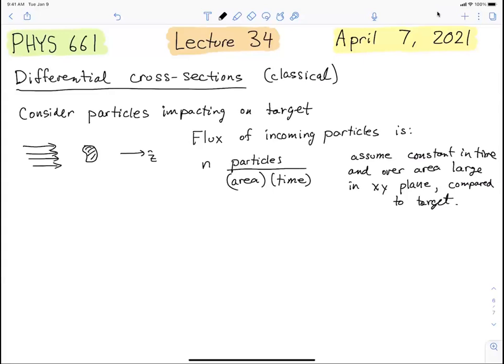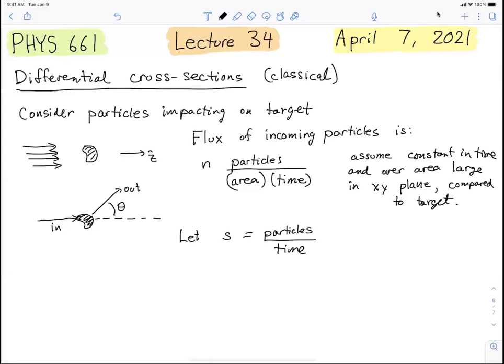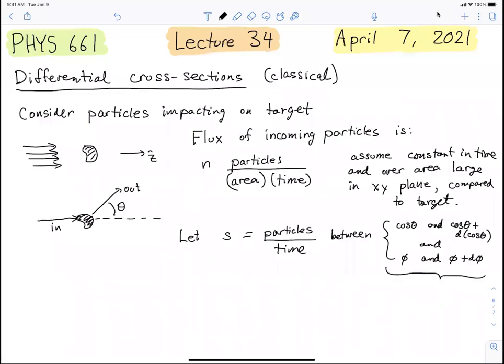Okay, and now what happens is we count the number of particles we see getting scattered. So there's our target again. Here's the incoming direction, and here's an outgoing direction. And so this is the spherical coordinate angle theta. Okay, and to describe those, we're going to let S equal the particles per unit time in a solid angle, which means between cos theta and cos theta plus a little bit. We'll call it d cosine theta. And between phi and phi plus d phi. So collectively, that is known as d omega.